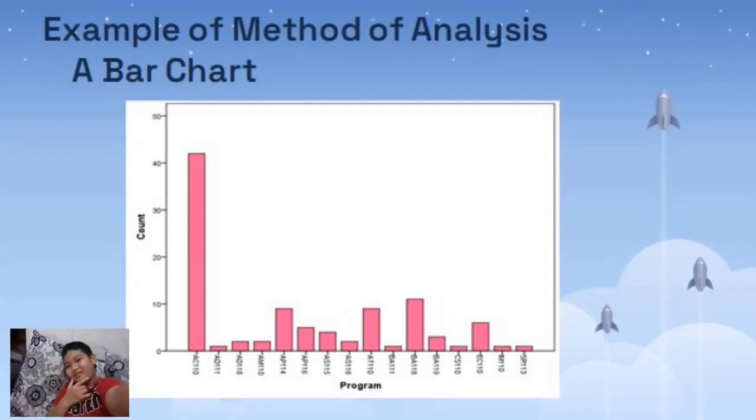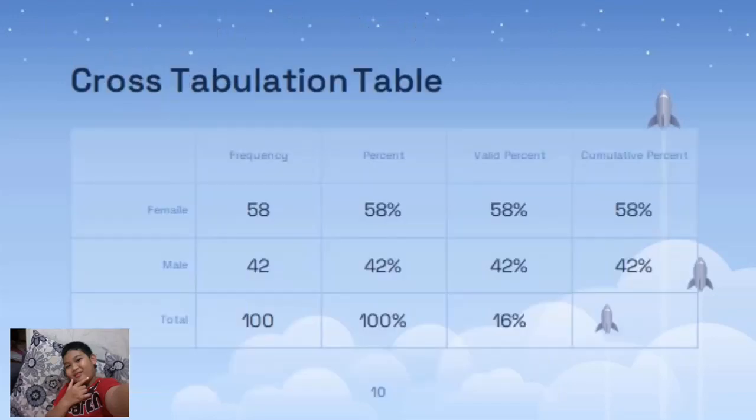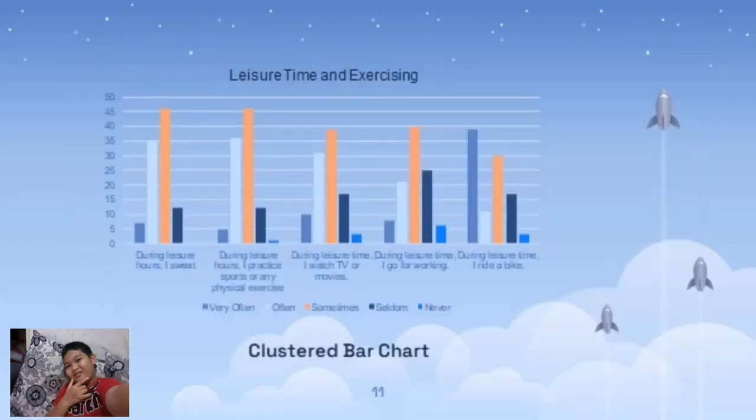age. This slide shows an example of the method of analysis that we use for qualitative variables. We put info from the respondent form into a bar chart, like this one for the program of the student. As we can see, this is an example of a cross tabulation table that we use to determine the gender of the student. And this is a cluster bar chart that we use to find whether the student does activities during leisure time and exercising.